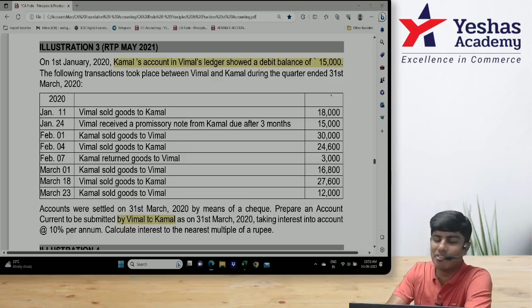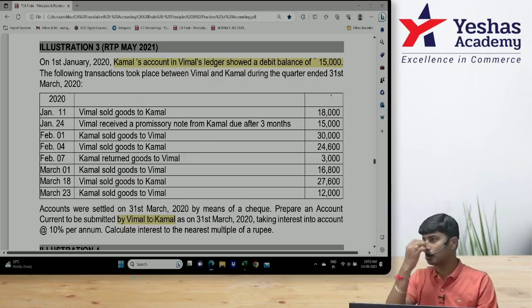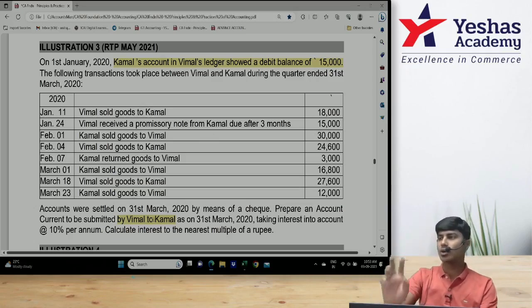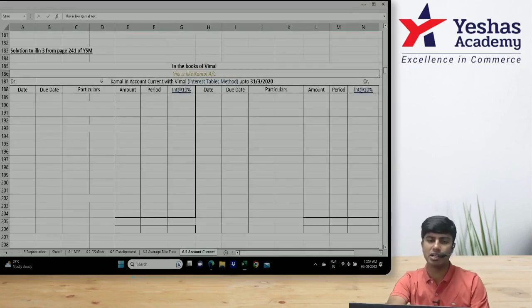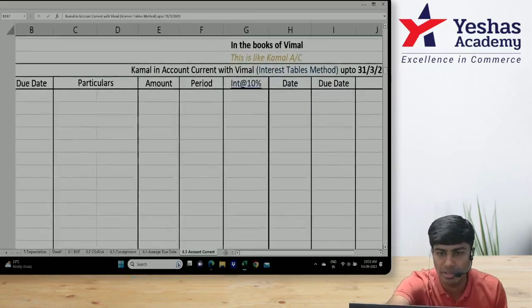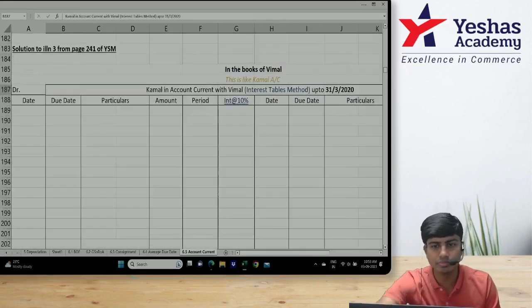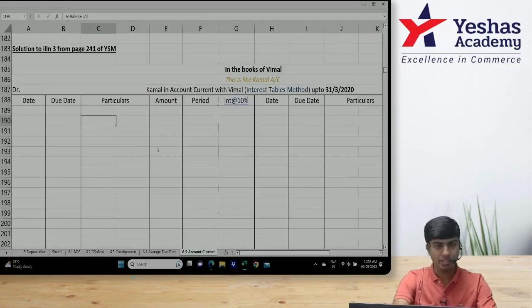To be submitted by Vimal to Kamal. So in Vimal's perspective, in the books of Vimal, Kamal in account current with Vimal. We'll start with the debit side. The previous problem we did under the product method. This problem I'll show you under the interest table method. We'll do the product method as homework.